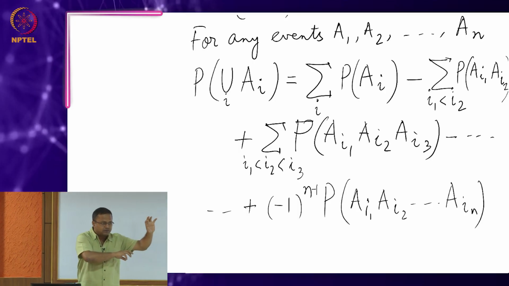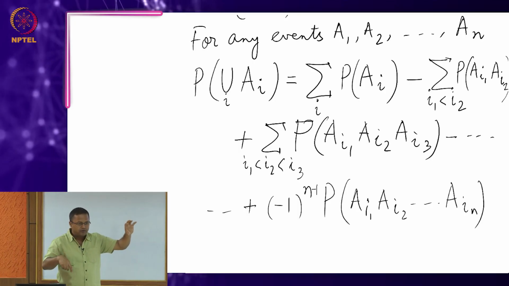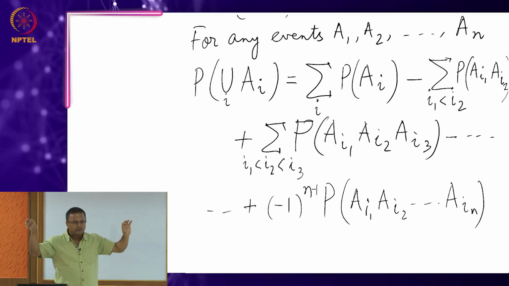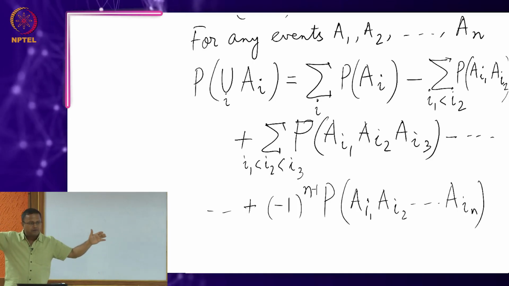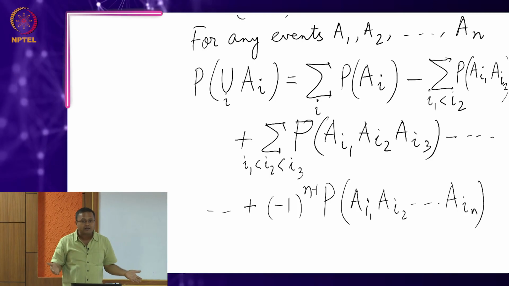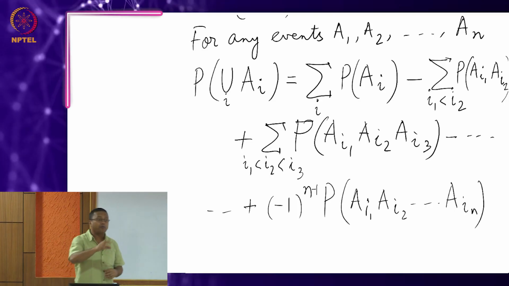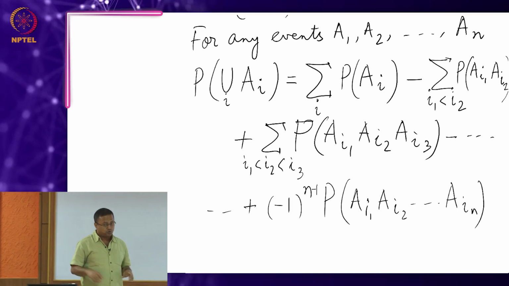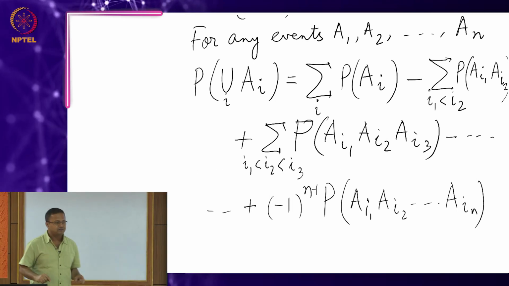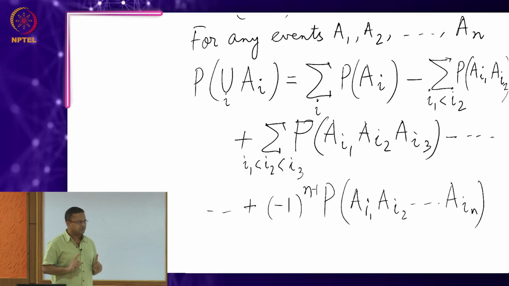N choose 1 terms. In the second sum, N choose 2. In the third sum, you go up, right? And this sums to what? 2 to the n, right? Because you are looking at all possible subsets of n. So, computing this brute force is not a very easy proposition.